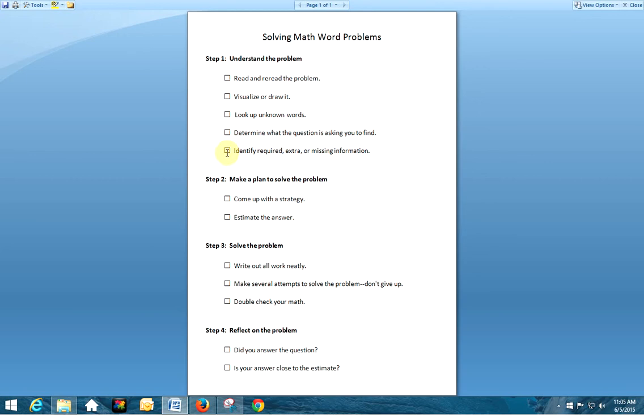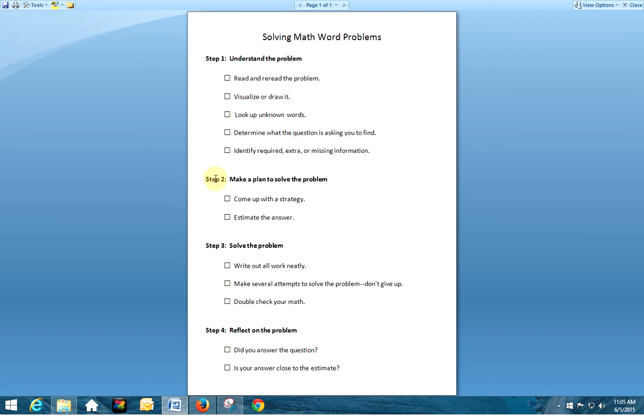Next, identify required, extra, or missing information. It's always nice when the problem gives you exactly the amount of information that you need, but occasionally you won't have enough information to solve the problem, and then again, sometimes you'll have extra information.